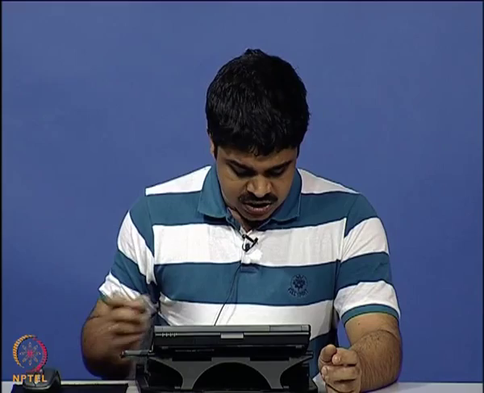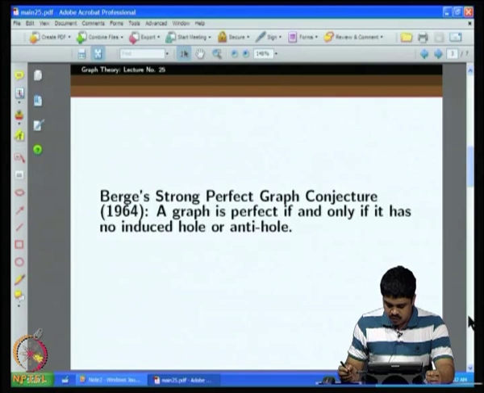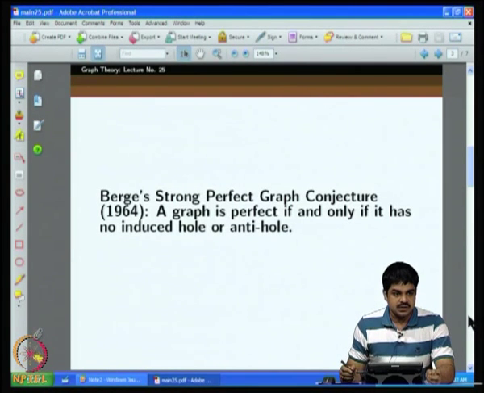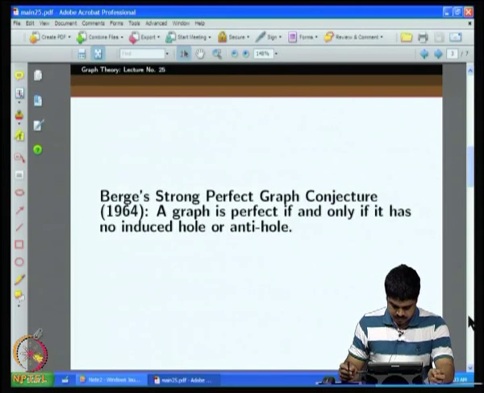So, Berge conjectured that a graph is perfect if and only if it has no induced hole or anti-hole in it. A hole means an induced odd cycle of length 5 or more, and an anti-hole means the complement of an induced odd cycle of length 5, 7 or 9. Maybe you can say odd hole or odd anti-hole, depending on the author.